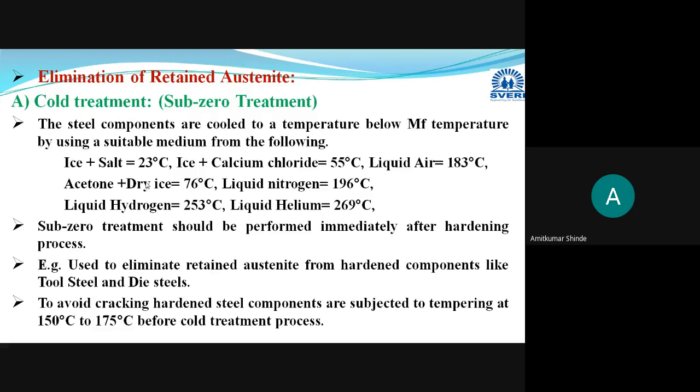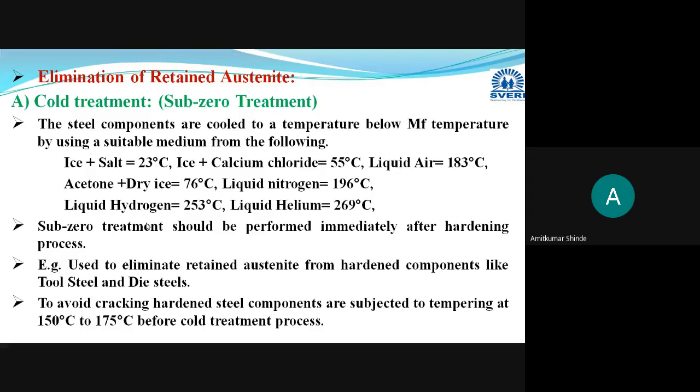Please note down this cold treatment for the elimination of the retained austenite. For this cold treatment process or sub-zero treatment, just write down the medium used for performing the cold treatment or sub-zero treatment, and their temperature range. I will wait for 1 minute here. After writing, please mention in the chat box that you have completed it.